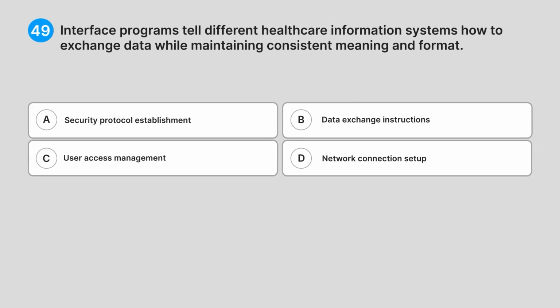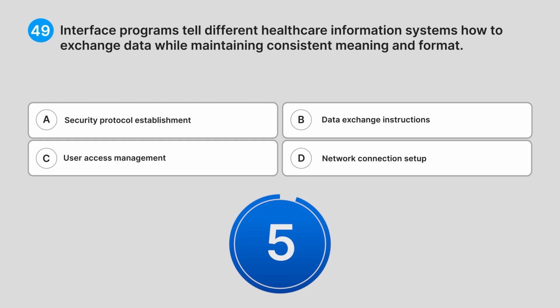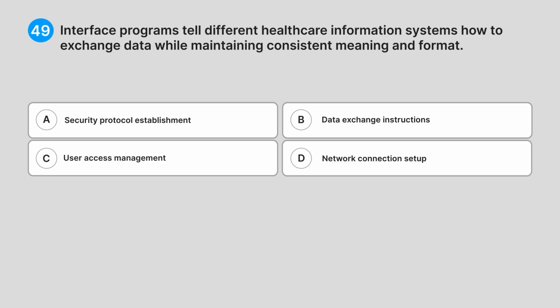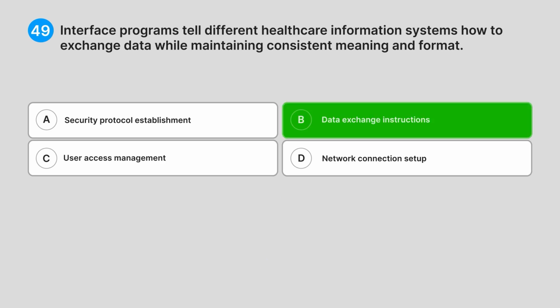49. Interface programs tell different healthcare information systems how to exchange data while maintaining consistent meaning and format. A. Security protocol establishment. B. Data exchange instructions. C. User access management. D. Network connection setup. Can you guess the answer? Correct answer, B. Data exchange instructions.